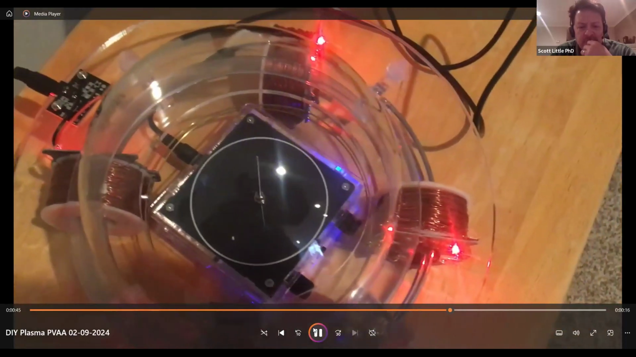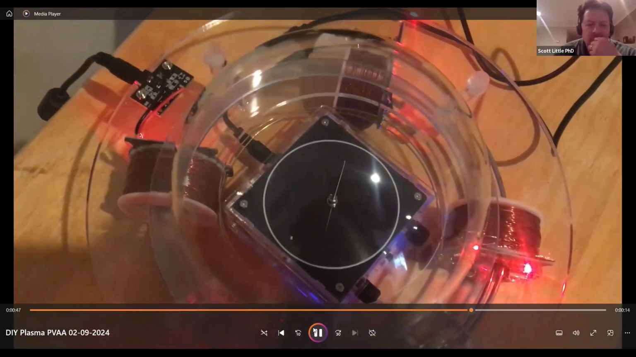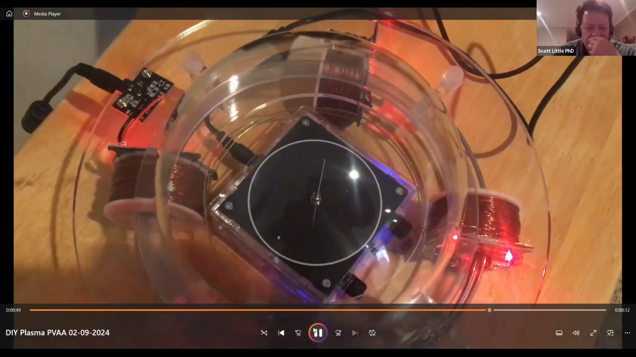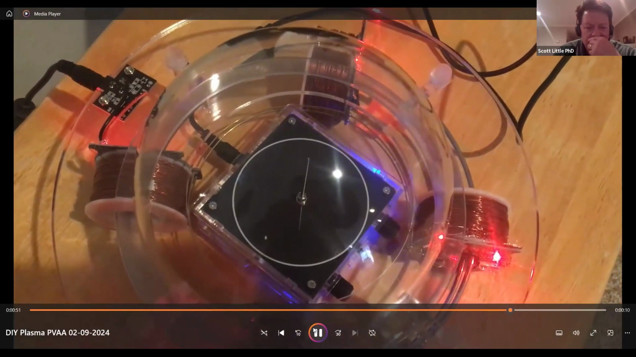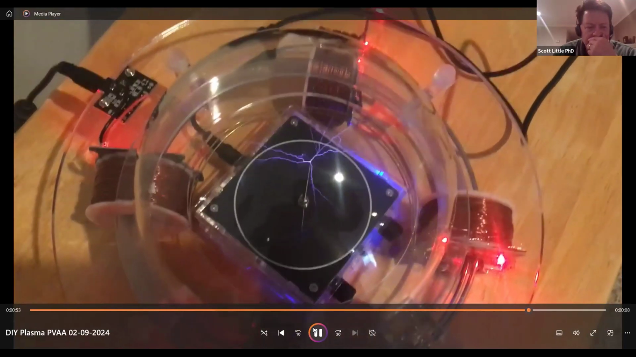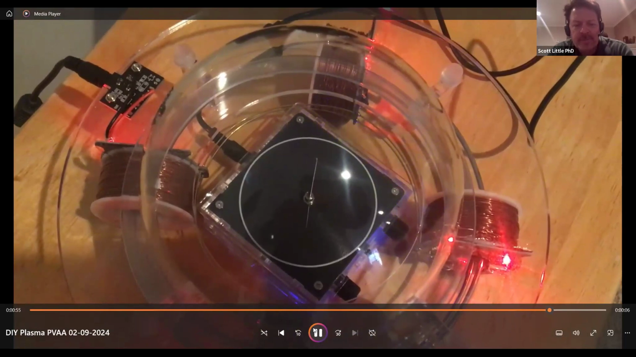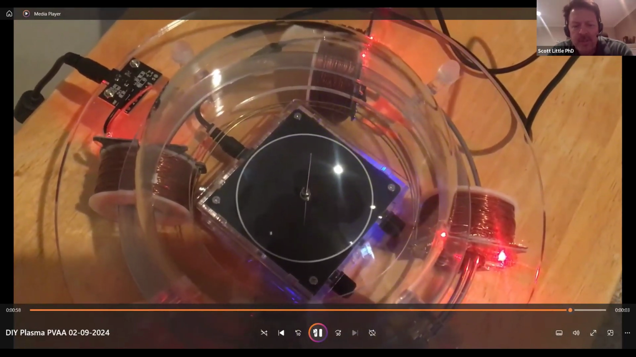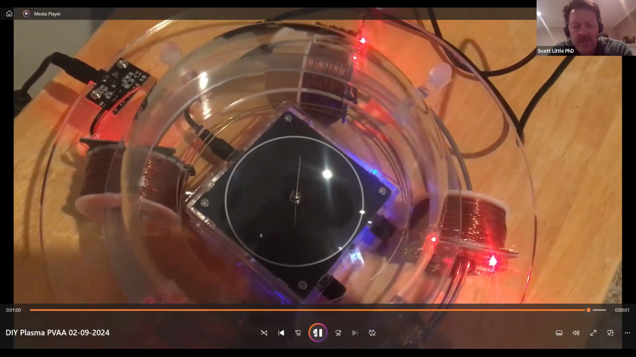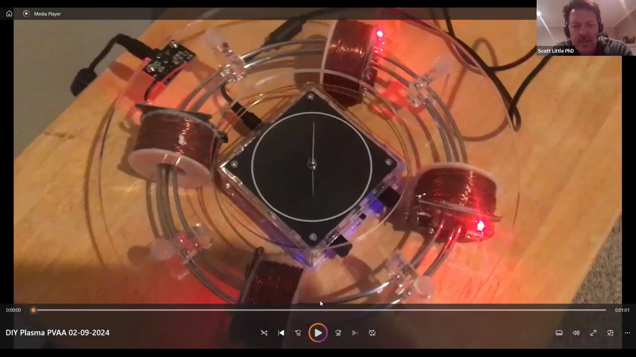But here I just wanted to demonstrate how the plasma field, EMP lightning, is being contained by the magnetic field, kind of a simulation of what it would be if this was an actual tokamak. You'll notice something interesting. Okay, any questions on that?